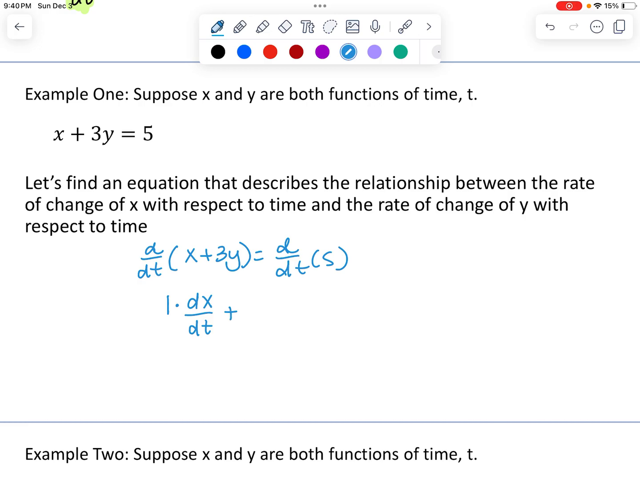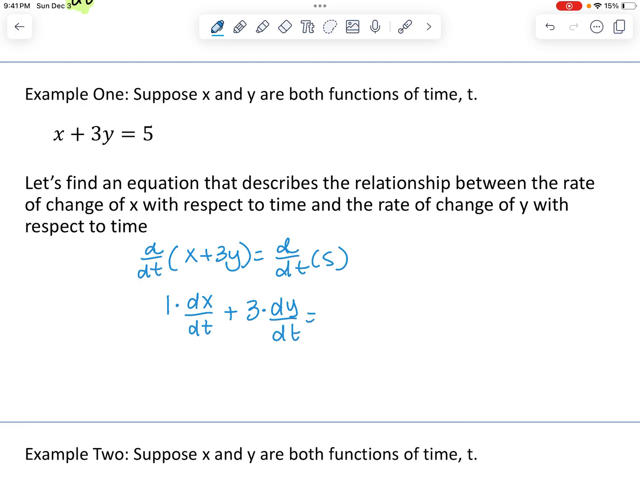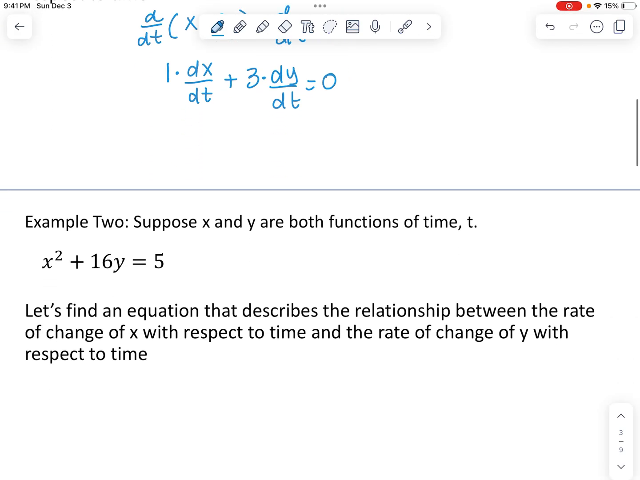And then the derivative of 3y with respect to t is 3 times dy dt. And then the derivative of 5 with respect to t is 0. And there's nothing else I need to do for this one. It just wants me to write an equation that describes this relationship. And so the way that you describe the relationship is it's 1 times dx dt plus 3 times dy dt equals 0. Let's do another one.